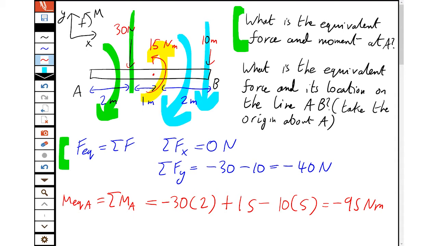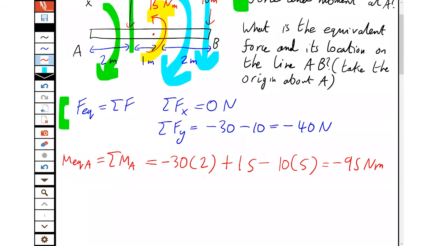So that's the equivalent force and moment. And in fact, if we wanted to redraw this beam, let's say we were building an embedded support, we wanted to shove A into the wall.